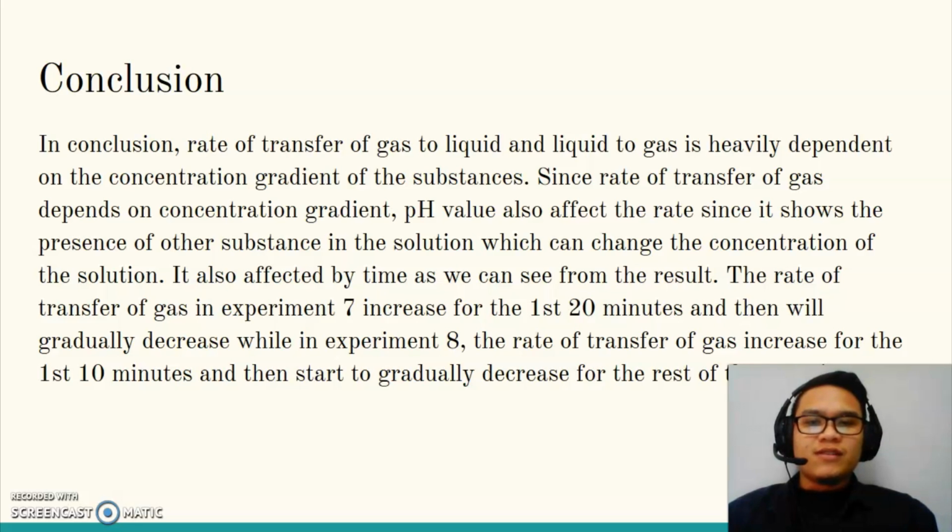It is also affected by time, as we can see from the results. The rate of transfer of gas in experiment 7 increased for the first 20 minutes and then gradually decreased, while in experiment 8, the rate of transfer of gas increased for the first 10 minutes and then started to gradually decrease for the rest of the experiment.